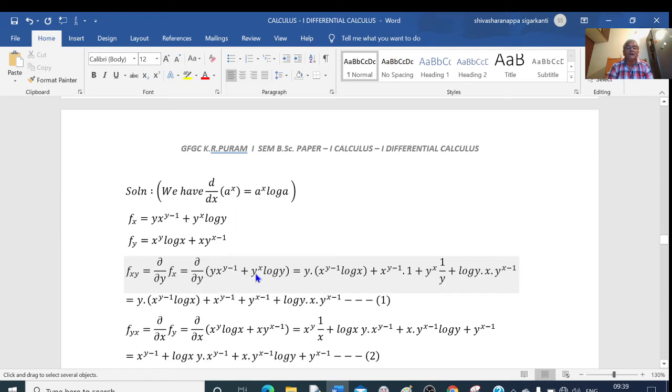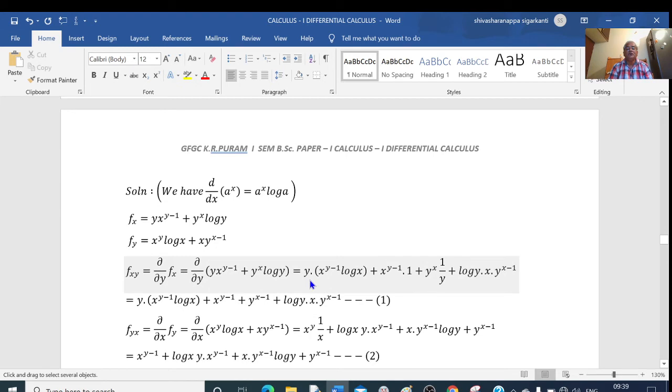Coming to the second term here, y power of x and log y, both consisting of y. Again we have to apply the product rule. First function derivative of second plus second function derivative of first. What is first function? It is y to the power of x into derivative of the second. Log y derivative is 1 by y, plus second function is log of y into derivative of first, y to the power of x. Here we are differentiating with respect to y. X is a constant quantity. Therefore, differentiation of y to the power of x is x into y to the power of x minus 1.